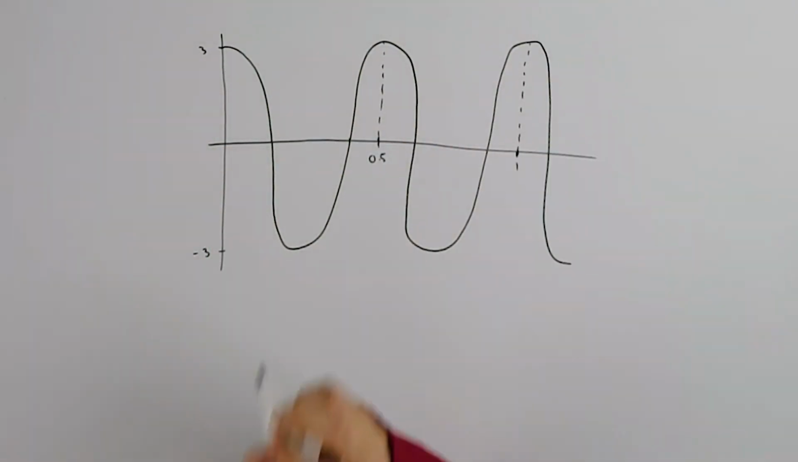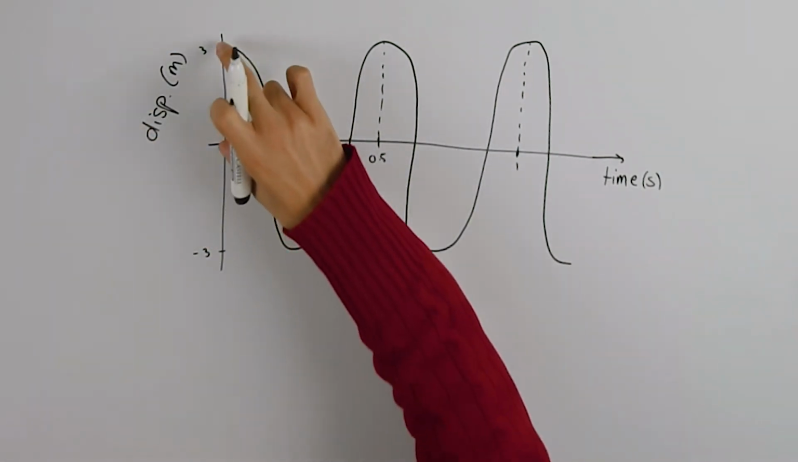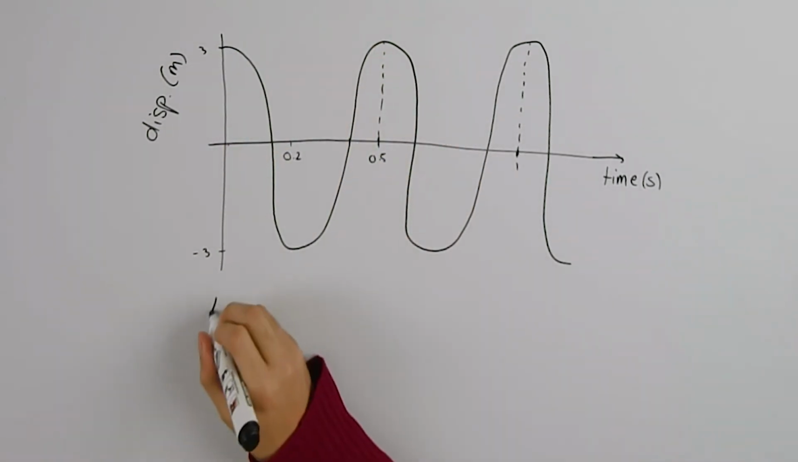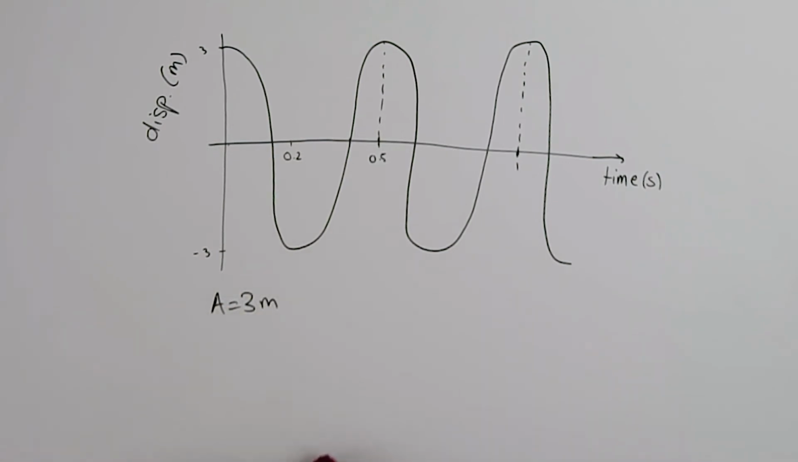So the first part is to find the amplitude. Now the amplitude is the maximum displacement from the equilibrium position. So we can see that the answer there is 3. So the amplitude is equal to 3, and our units for that axis are in meters, so it's going to be 3 meters.